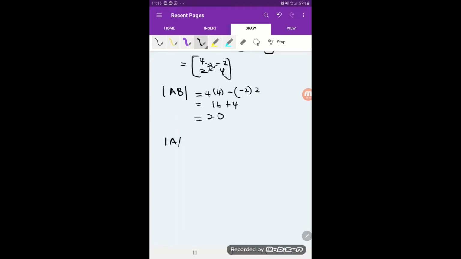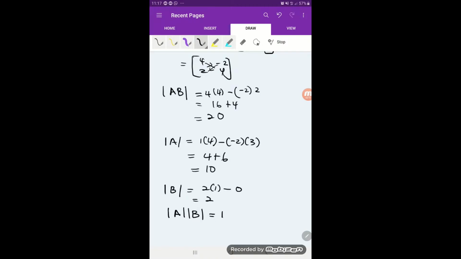Determinant of matrix A is equal to 1 times 4 minus negative 2 times 3. So the answer is 4 plus 6, which is equal to 10. Determinant of matrix B is 2 times 1 minus 0. The answer is 2. Determinant of matrix A times determinant of matrix B is 10 times 2. The answer is 22.